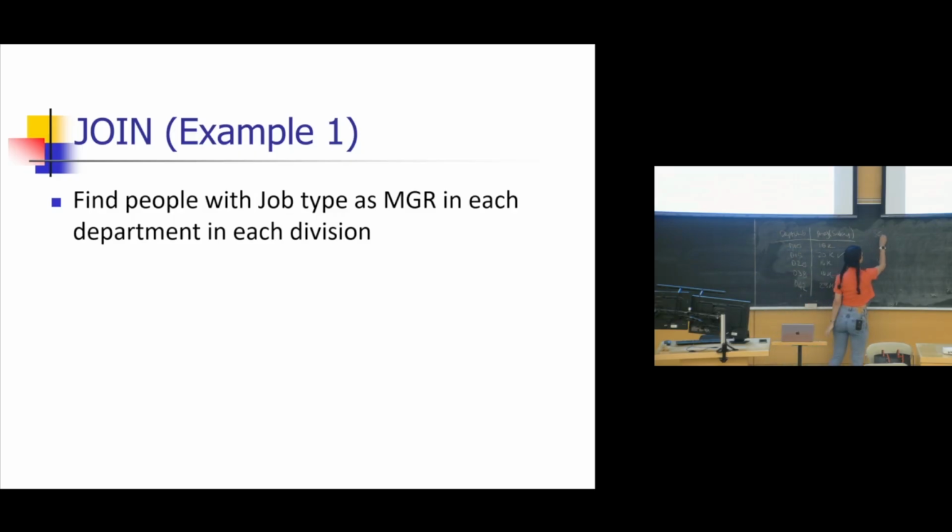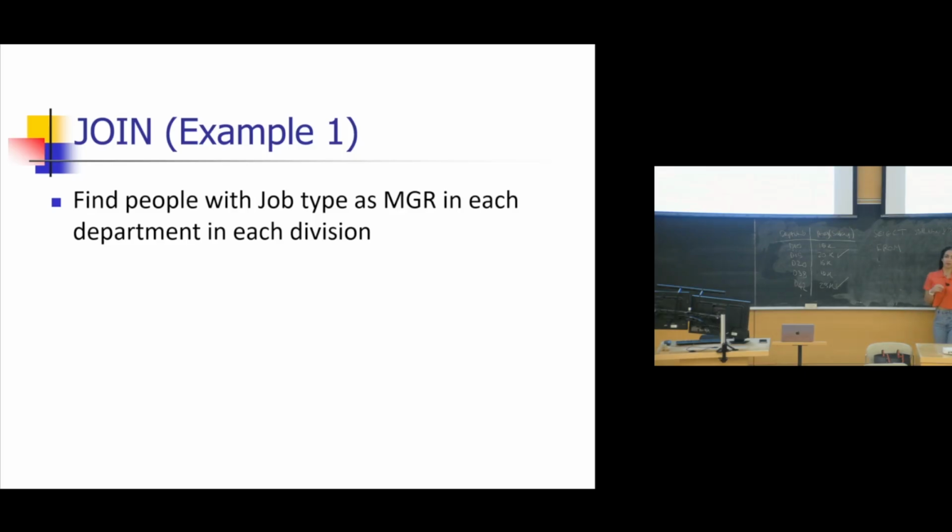Write select, from. This is the part that you have to be able to write. You have to be able to write which columns you want to select. So we want people with job type as manager in each department, each division. So we want people named, right? For example, staff ID, staff name. We also want job, right? Because the job should be manager. So another column we need is the job column.